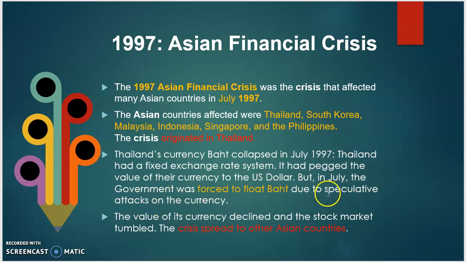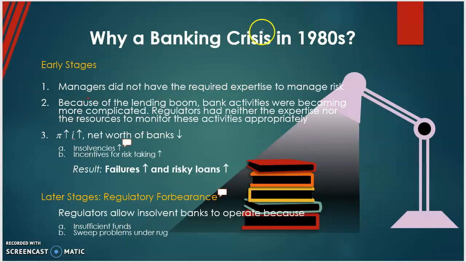Speculative attack means that at this time the speculator named George Soros speculated on the baht currency until it was forced to float, and then the value of the currency declined and the stock market tumbled and the crisis spread to other Asian countries. Okay, that is the crisis that occurred in 1997. We call it the financial crisis, but in the 1980s we call it the banking crisis.